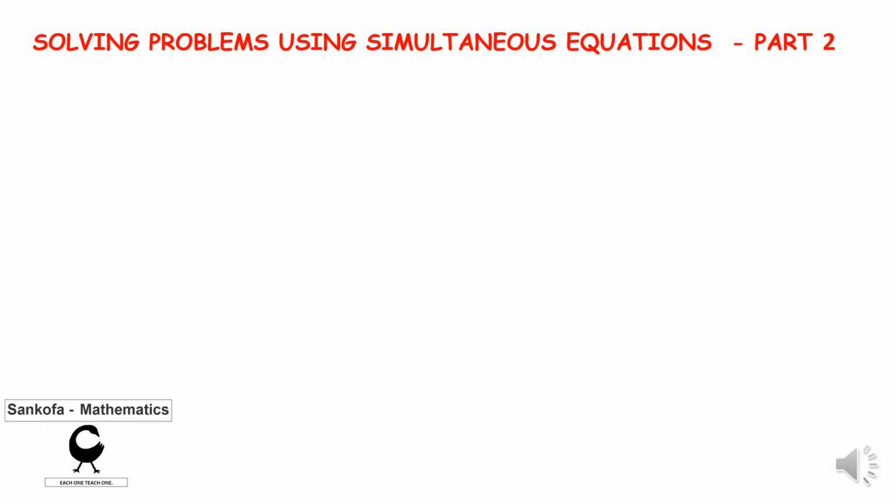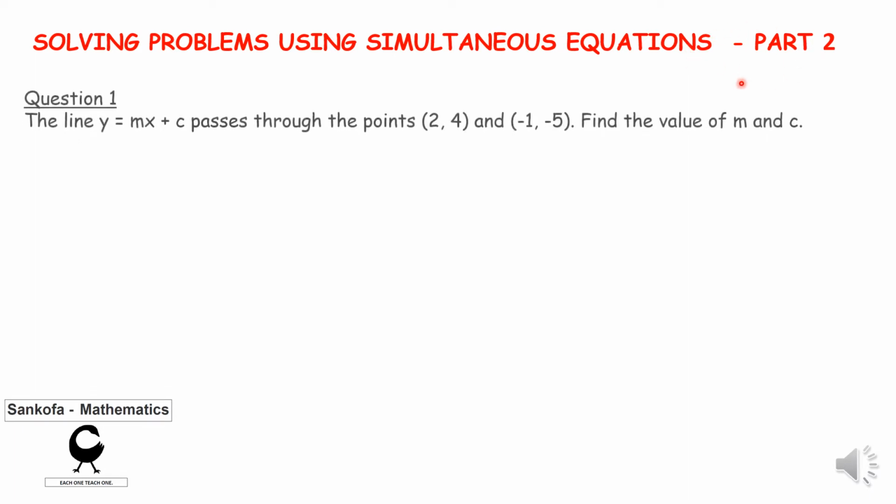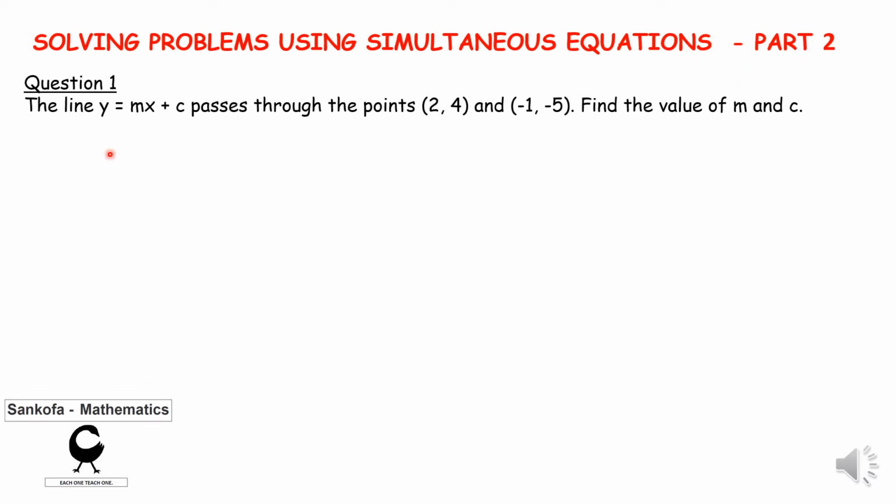I am now doing the second part on the problems that you can solve using simultaneous equations. If you have listened to part one, I said I will do five questions, and this is the second part of 2 questions. Right, so question 1 says the line y equals mx plus c passes through the points (2, 4) and (-1, -5). You are then supposed to find the values of m and c.